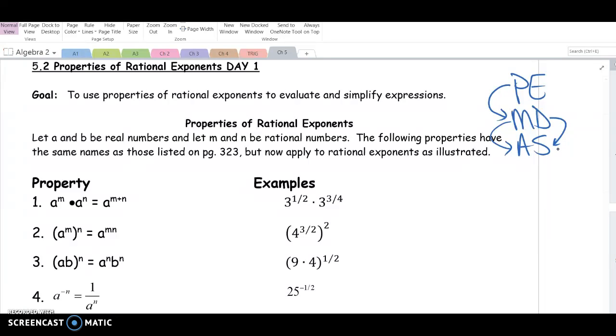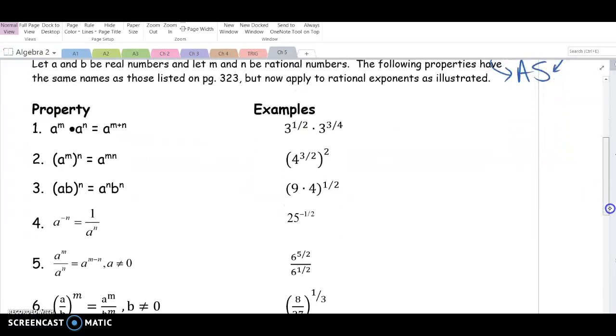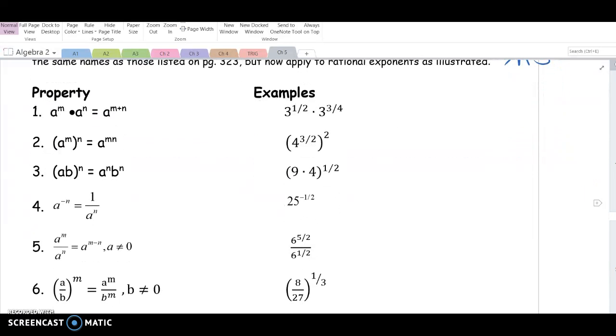So our first property that we learned was if you're multiplying with the same base, you add the exponents. Today we're going to look at an example of that with rational exponents. So instead of 3 squared times 3 to the third, now we're going to look at 3 to the 1/2 times 3 to the 3/4. And we would do 3 to the 1/2 plus 3/4.